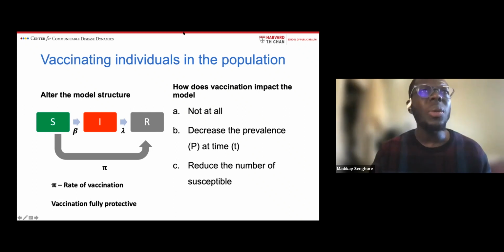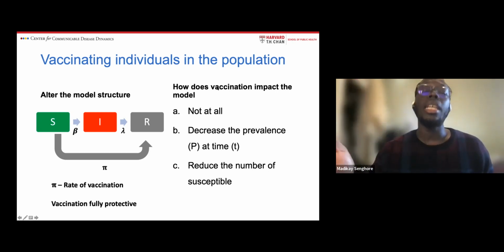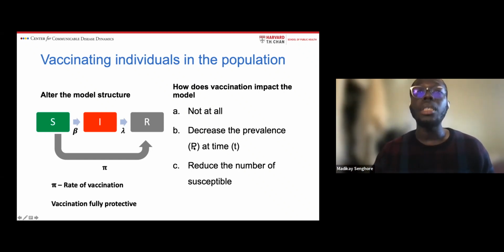I'm not sure if I included this in the polls, but you can just put your answers in the chat, A, B, or C. So when you vaccinate a population, how does this change the model? A, not at all. B, it decreases the prevalence, P, i.e. it decreases the number of infected at time T, or C, it reduces the number of susceptibles in the population.